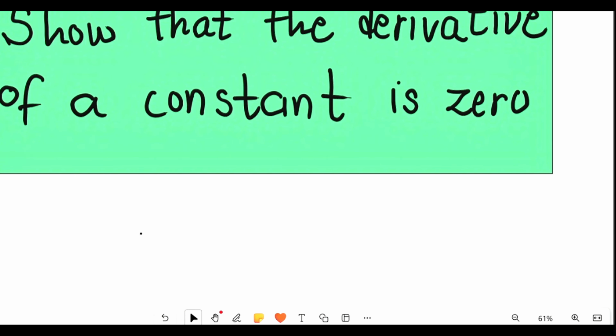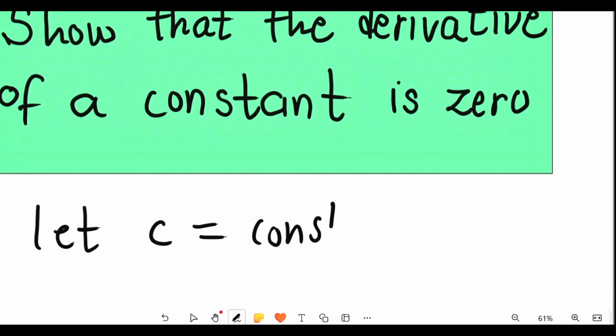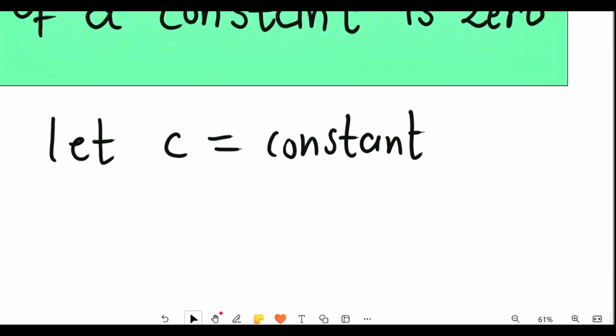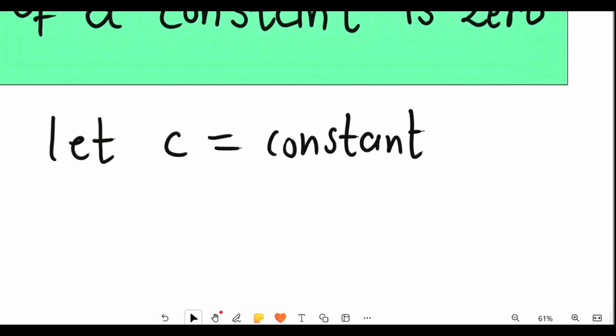So let us state our constant. We can use C to represent the constant. So let C be equal to the constant that we want to differentiate to get a result of 0. All right. Now, anytime you have a constant, we can rewrite it as a function, and that function is called a constant function.